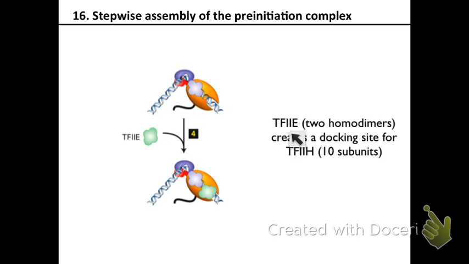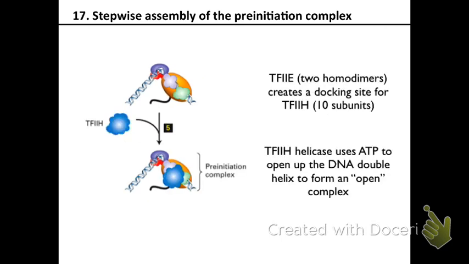Next, you have another initiation factor called TFIIE. What it does is it interacts with the RNA polymerase and creates a site where another initiation complex called TFIIH, with 10 subunits, can come and bind to this pre-initiation complex. All of these different initiation factors, along with RNA polymerase bound to the promoter, are called the initiation complex. That's the complex that's going to initiate transcription.